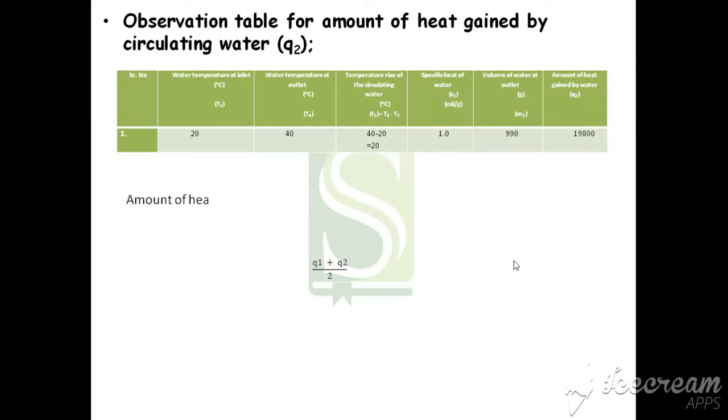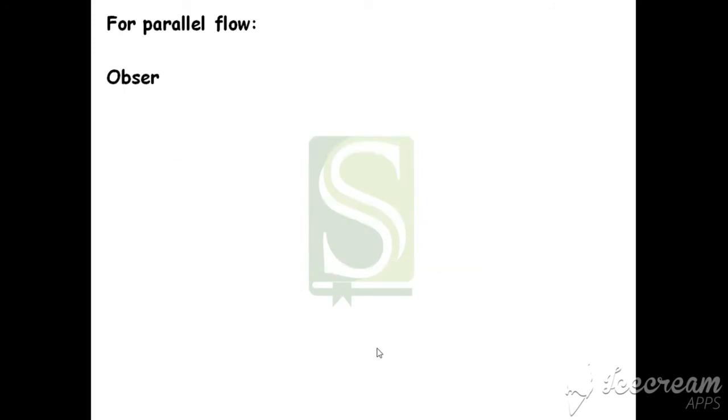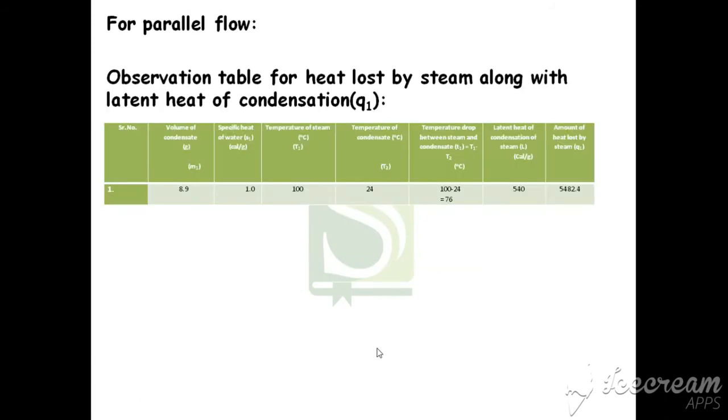Now let us see the calculation for calculating the amount of heat gained by the water, which is denoted as Q2. So Q2 is equal to M2 into S2 into T2. By substituting the values and performing the calculation, we get the amount of heat gained as equal to 19800. Okay. So the average rate of heat transfer, which is Q, is the average of Q1 plus Q2. Okay. So by substituting the values, we get average rate of heat transfer as 12899.7 calories. So for parallel flow, we will perform the same calculations.